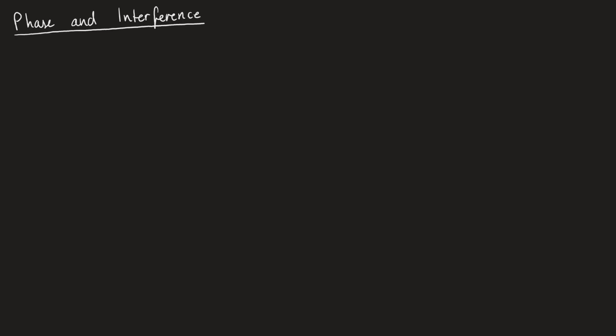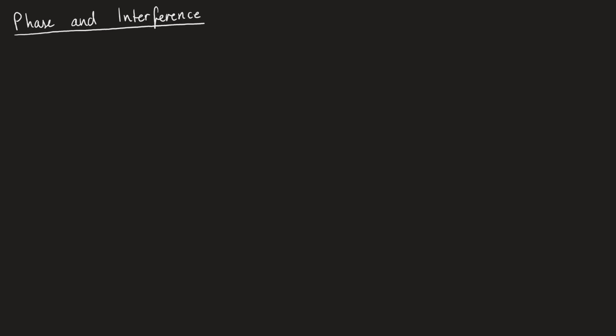In this video we're going to be looking at the topic of phase and interference. So we've already done a video looking at what phase is and how phases can cause things to change. Now we're going to look at what happens if we have two waves with maybe different or maybe the same phase and see how they would combine. So how are they going to interfere?